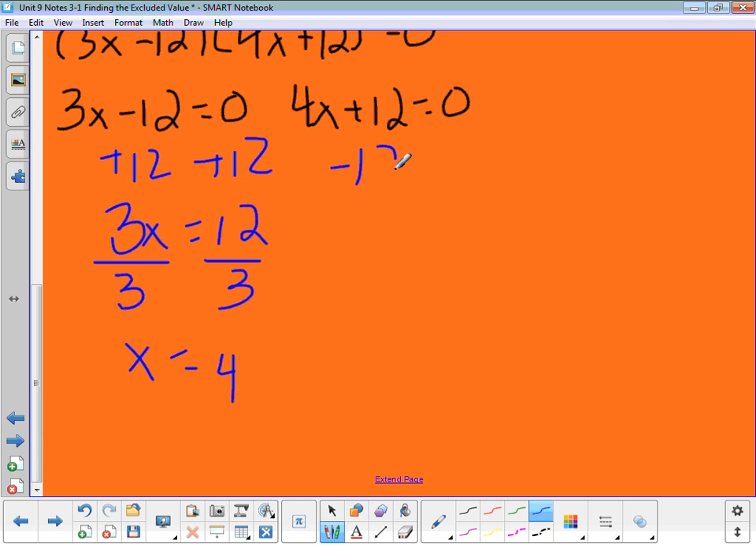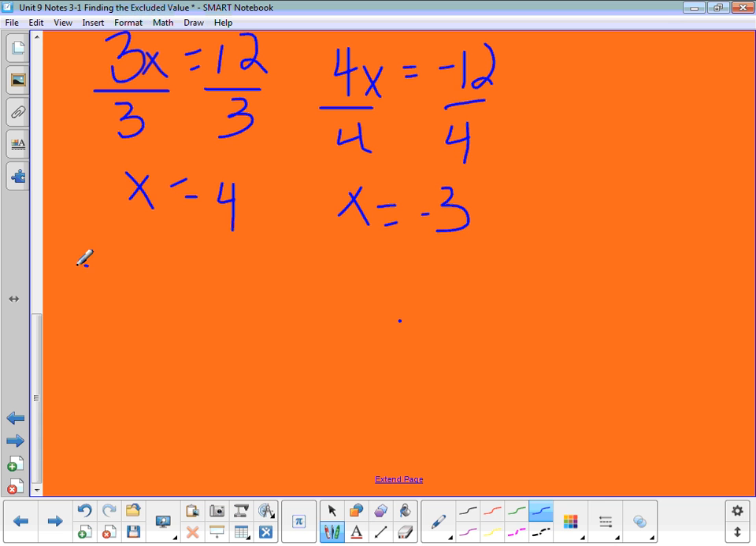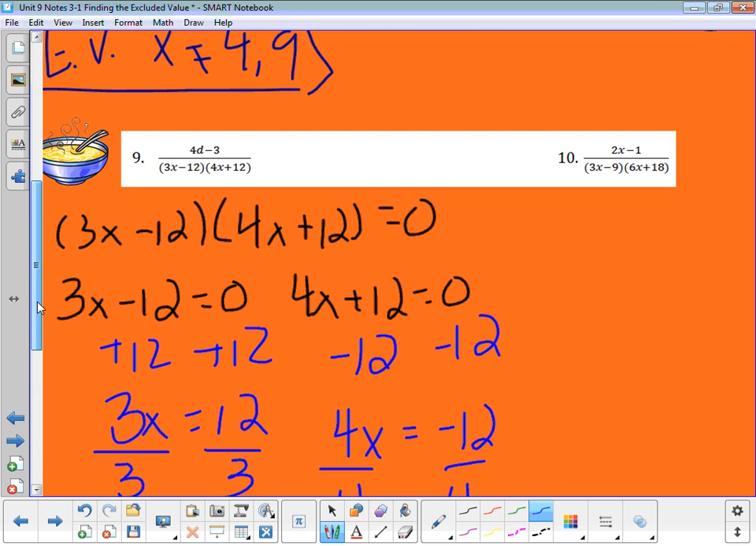So here I want to subtract 12 from both sides. And then I get 4x is equal to negative 12. Divide both sides by 4, and I get that x is equal to negative 3. Now remember, I don't want to leave it as x is equal to 4 and x is equal to negative 3. I want to state that my excluded values are that x cannot be 4 or negative 3. And that's my final answer. So I'm just stating out those excluded values.